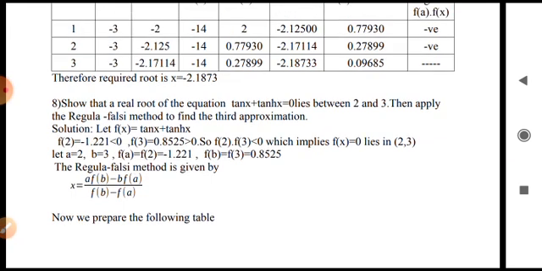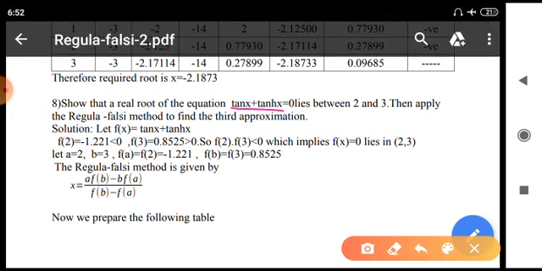Now next problem, the 8th one. Show that a real root of the equation tan x plus tanh x equal to 0 lies between 2 and 3. How to show that it lies between 2 and 3? We have to show that f of 2 into f of 3 should be less than 0. Then apply the regula falsi method to find the third approximation. So f of x is equal to tan x plus tanh x, f of 2 is minus 1.221, which is less than 0, f of 3 is 0.8525, which is greater than 0. So f of 2 into f of 3 is less than 0, which implies f of x equal to 0 lies in 2, 3. So the first part is done, that is, the real root lies between 2 and 3.